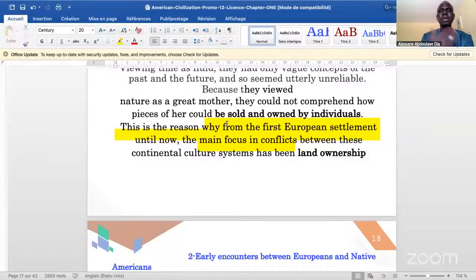Why? Because they viewed nature as a great mother. The answer is that Americans could not consider nature as something to be sold. It's just like what we do in Senegal.